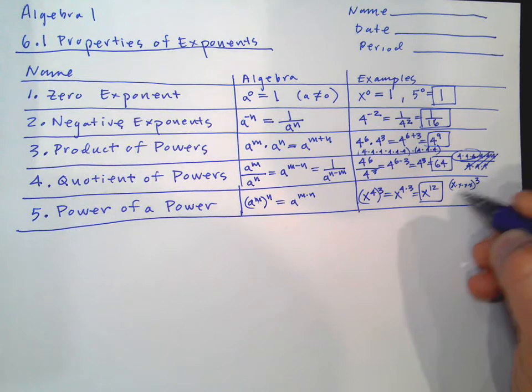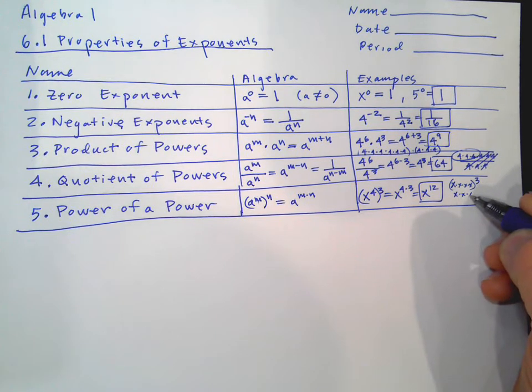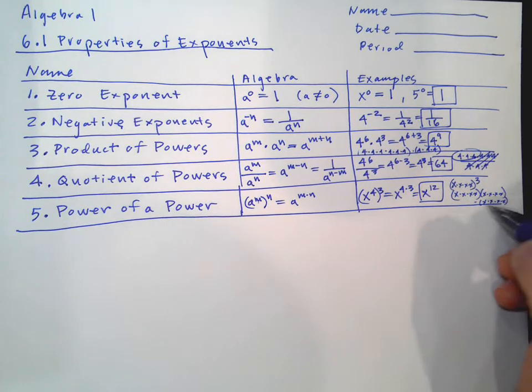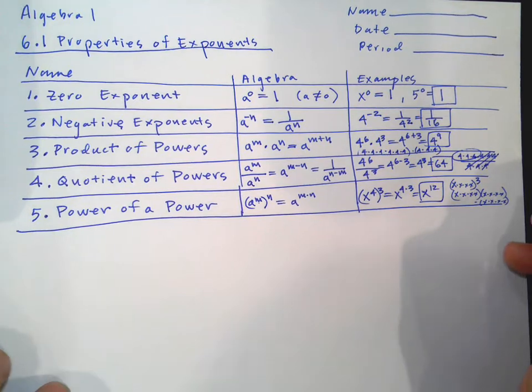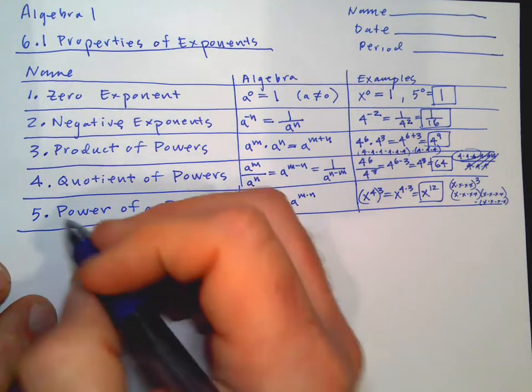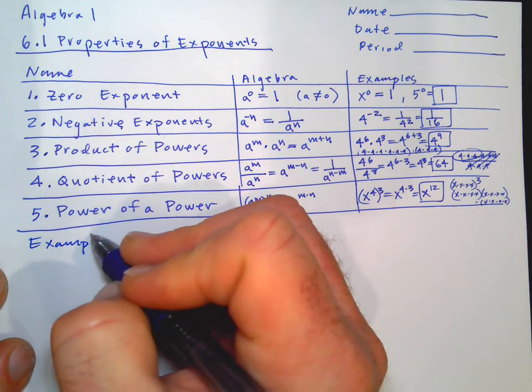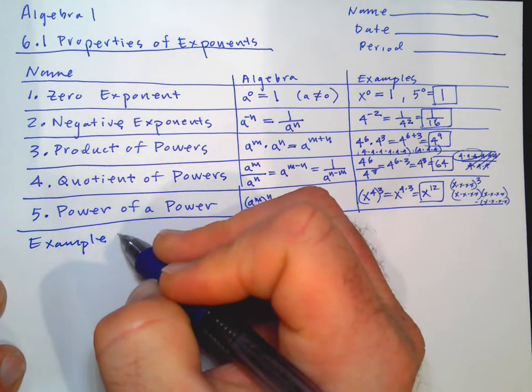To the third, which is going to be x times, to the third means we're going to multiply this times the same thing, times the same thing, and that's x to the 12. There's 12 x's there. So these rules, they make sense. Okay, let's do some examples, and then we'll have a couple more rules and some more examples.